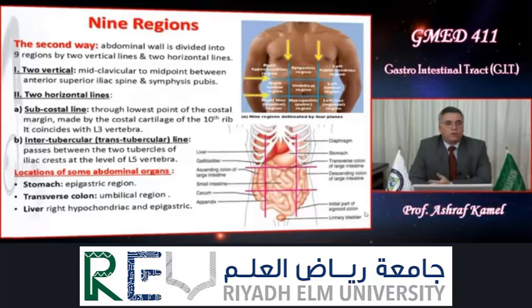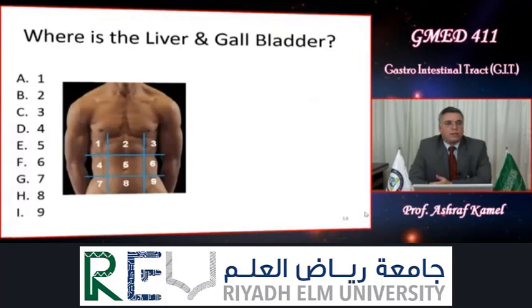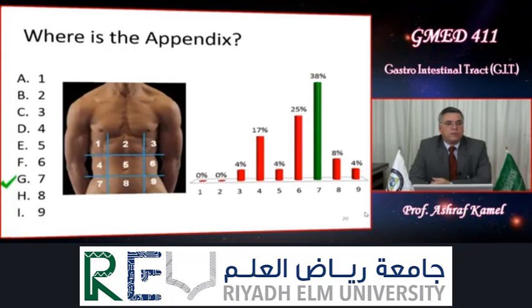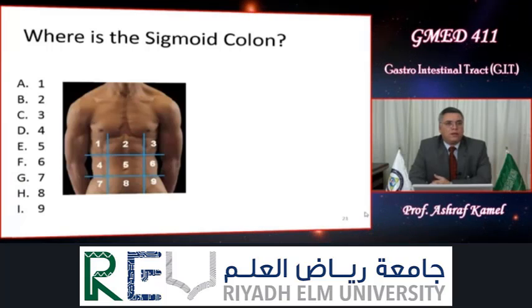Locations of some of the abdominal organs: stomach is in the epigastric region, the transverse colon in the umbilical region, and the liver in the right hypochondriac and epigastric regions. So if we ask, where's the liver and the gallbladder? The answer is in number 1. Where is the stomach? The answer is in number 2. Where is the appendix? The answer is in number 7, the right lower iliac region. Where's the sigmoid colon? The answer is in the left iliac region.